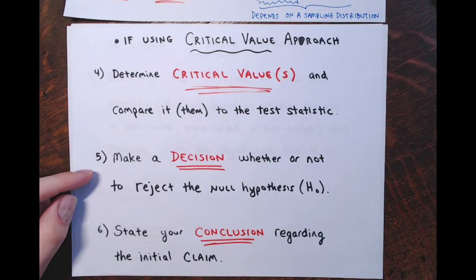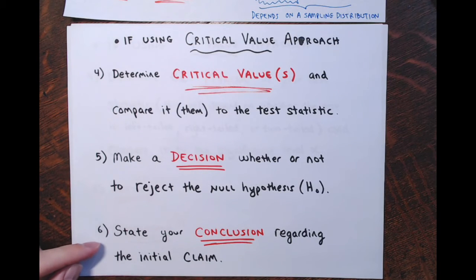Then you decide to reject or fail to reject the null hypothesis, and then from there you state your conclusion. And the conclusion will be about the initial claim: do you have enough evidence to support the initial claim or not support the initial claim.